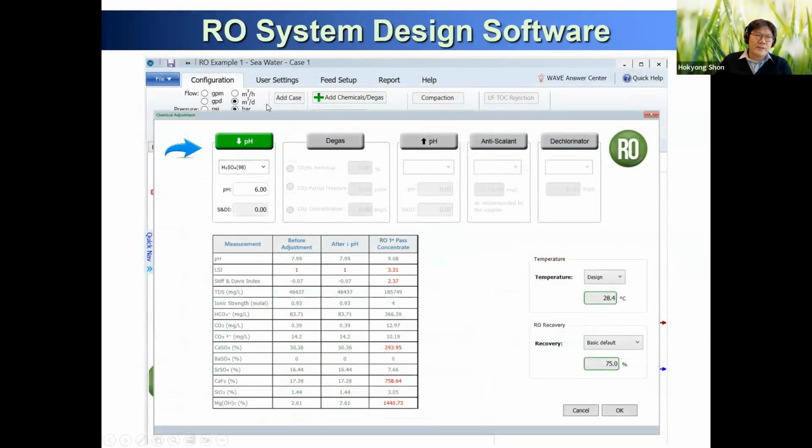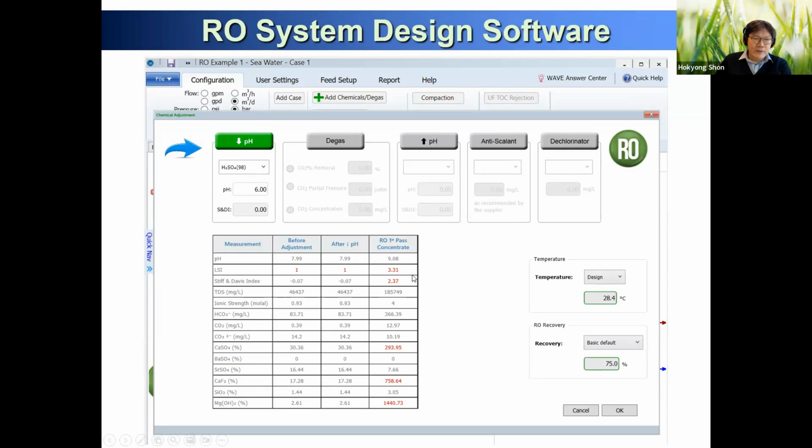Also, if you click adjust pH, so you can say your pH is around 6, and then how much H2SO4 you can incorporate before pH adjustment and after pH adjustment, and then how you can go for the RO plus concentrate pH. So your pH keeps increasing when you extract more water.